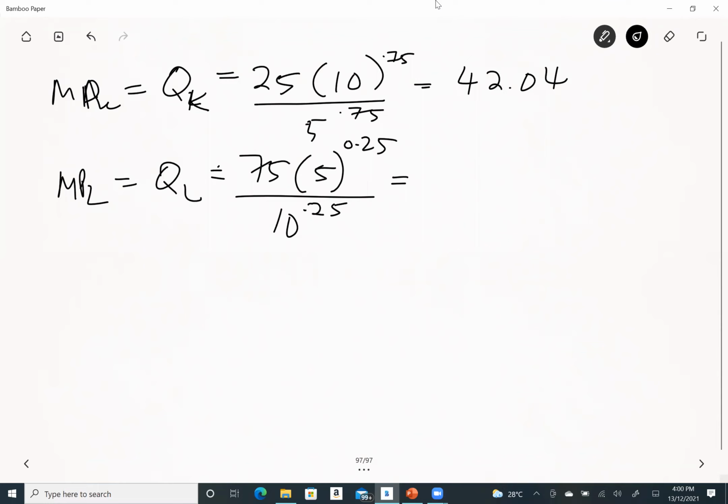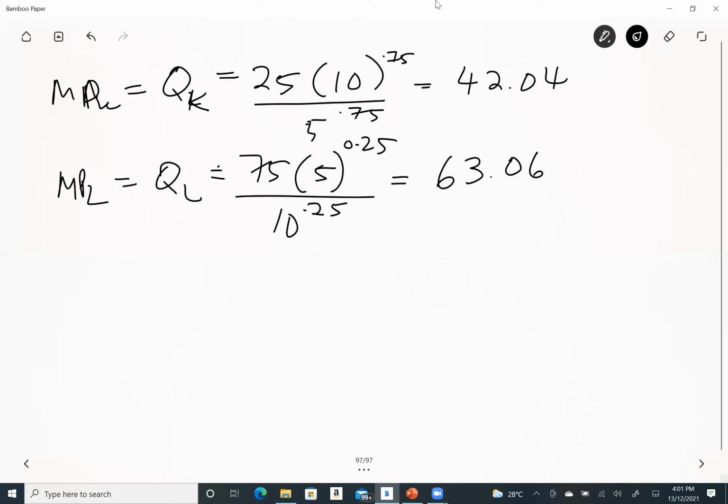Is it 63.06? Okay, somebody check, is that right? If another person gets the same thing, we assume it's true. So these are the values.